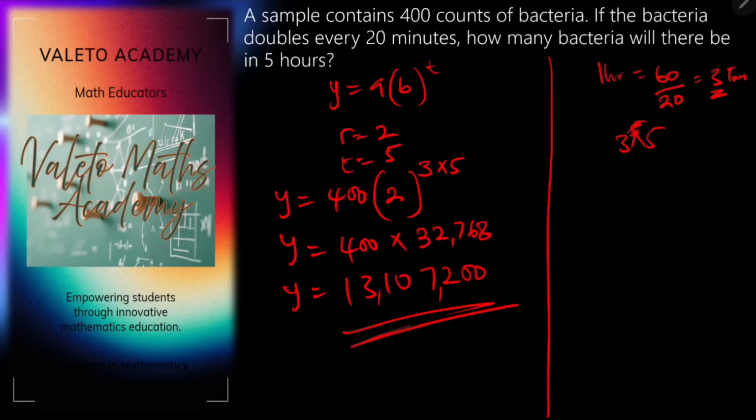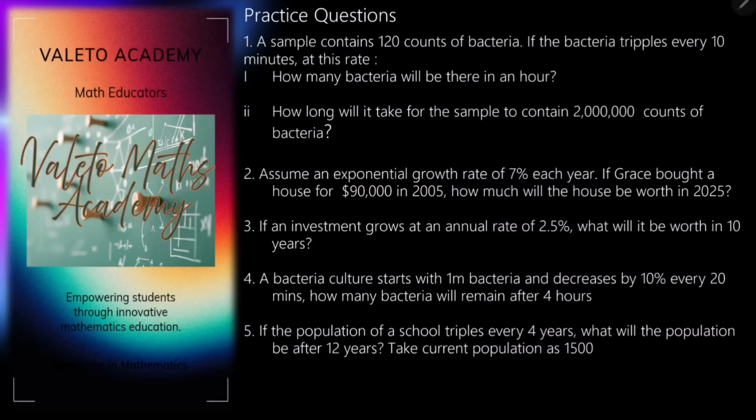If the bacteria doubles every 20 minutes, please, this is the main point here. It doubles every 20 minutes, okay? 400 bacteria doubles every 20 minutes. And in 5 hours, it will give you this 13,107,200 bacteria. Okay, we go on.